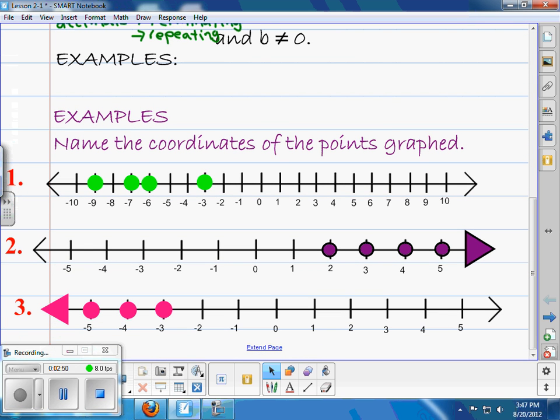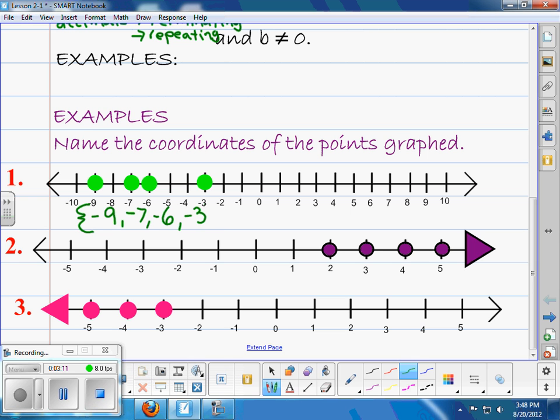In our first 3 examples, we're asked to name the coordinates of the points graphed. In number 1, the first point is -9, second point is -7, -6, and -3. There is no pattern. Neither arrow on the left or the right is shaded in, so that would be the final answer. There's nothing else to it. We make sure that our numbers are in order from smallest to largest, and we also make sure to include our answer as a set of numbers, which is why they are in the braces.